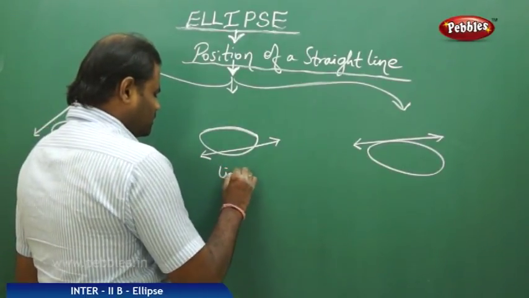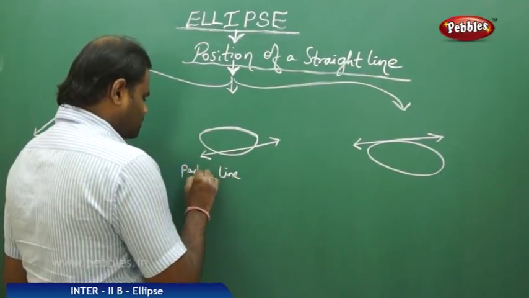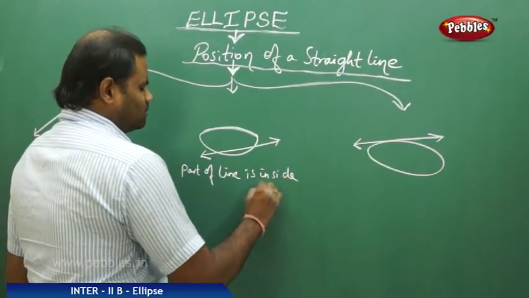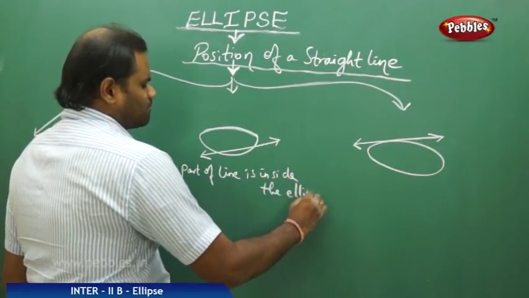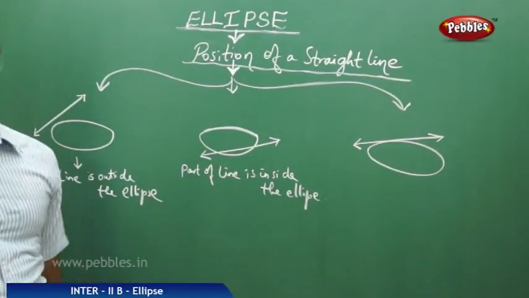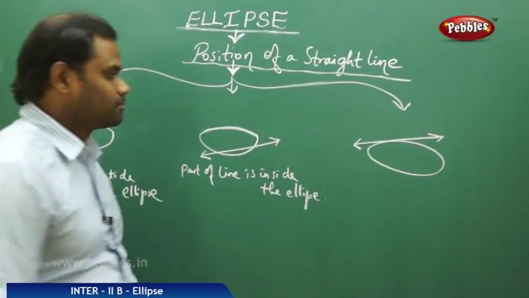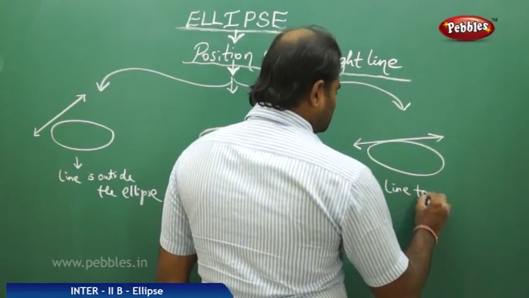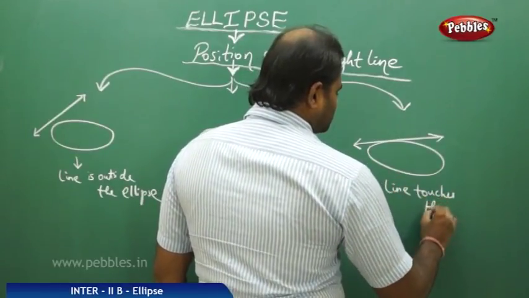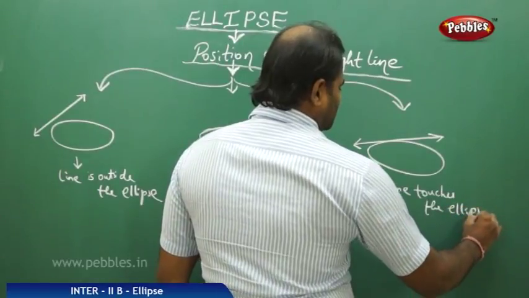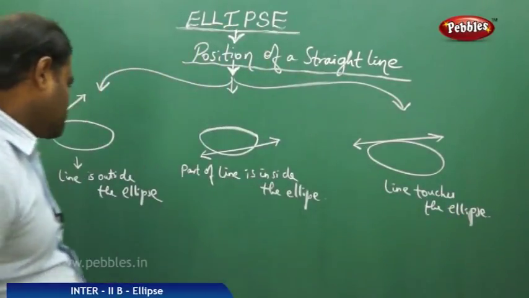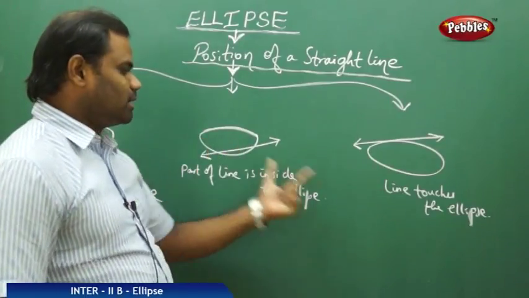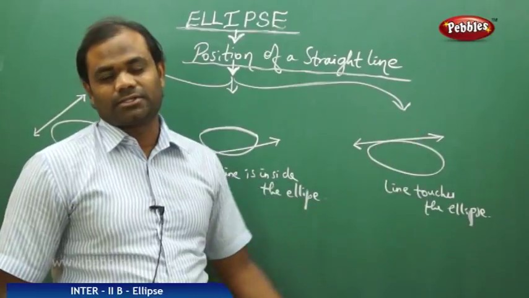Here, part of the line is inside the ellipse. That means the line intersects the ellipse at the most at 2 points. Now here, the line is touching the ellipse. So here are the 3 cases where the line is outside the ellipse, part of the line is inside the ellipse, and here the line touches the ellipse.